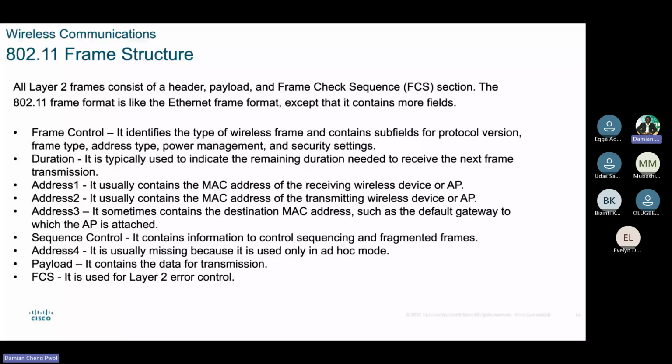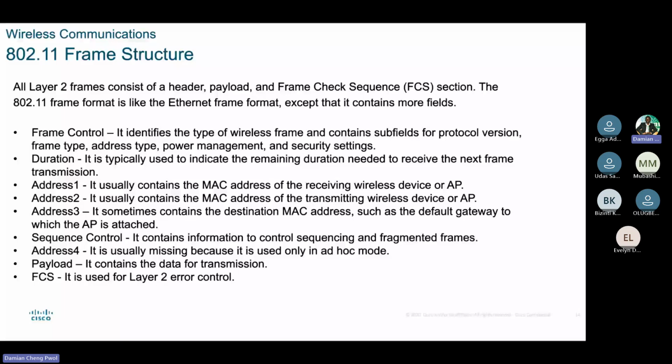Address 3 sometimes contains the destination MAC address, such as the default gateway to which the access point is attached. When we say default gateway, it is the way out of the network, the main gate that takes data out of the network, and also the gateway through which other data comes into your local area network.